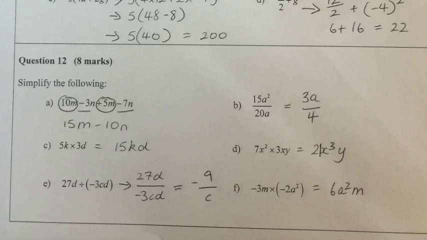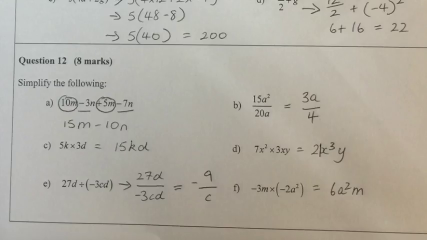Okay, so we've got 27d divided by minus 3cd. So 27d becomes the numerator, minus 3cd becomes the denominator. So both numbers are divisible by 3. We've got a 3 at the top, and we can divide it by 3 at the bottom. Then we've also got d's on top and d's on the bottom, so we can cancel down there. So we're being left with negative 9 over c.